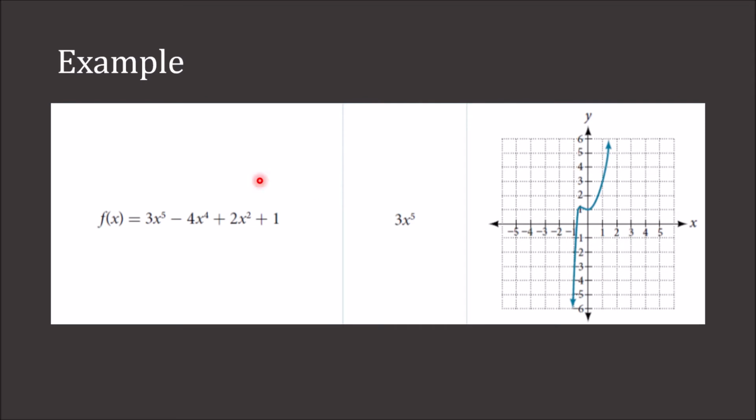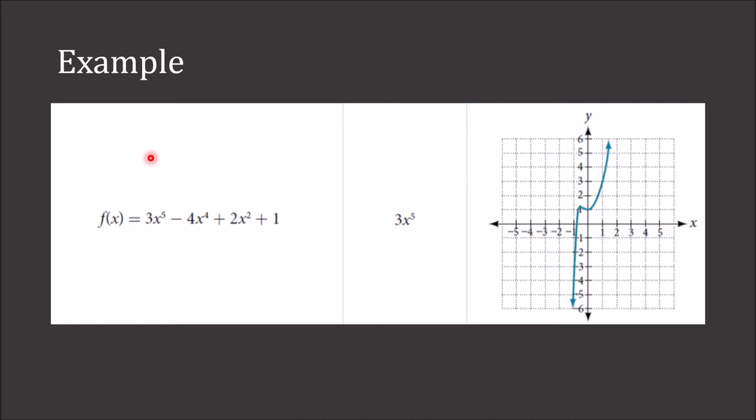Next up, we have the polynomial 3x to the 5th minus 4x to the 4th plus 2x squared plus 1. Now this leading term is 3x to the 5th. That is a power function with odd power and positive coefficient. So f of x will tend to minus infinity as x tends to minus infinity, and will tend to positive infinity as x tends to positive infinity.